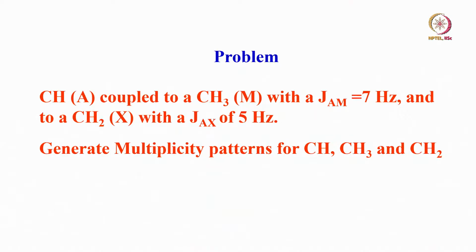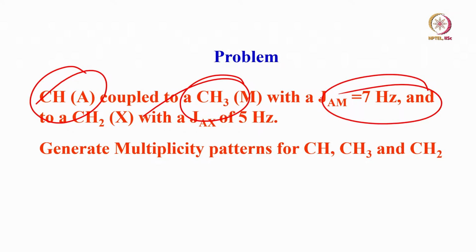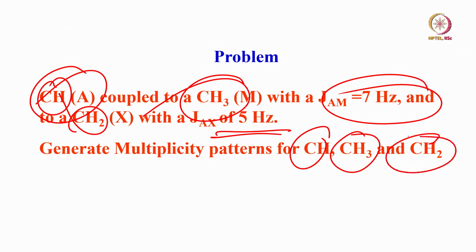First, I will tell you how we can synthesize the spectrum based on the family tree diagram, which I explained to you earlier. I will take a problem like this. Let us say there is a proton A, a CH proton, a single proton attached to carbon, which is coupled to a CH3 group with a coupling constant of 7 Hertz. And this CH is also coupled to CH2 with a coupling constant of 5 Hertz. Now, generate the multiplicity pattern for the CH proton, CH3 and CH2, all the 3 we can separate.